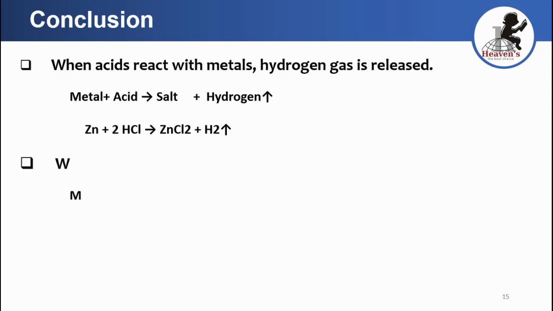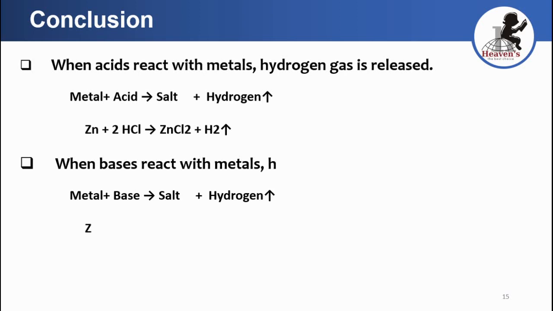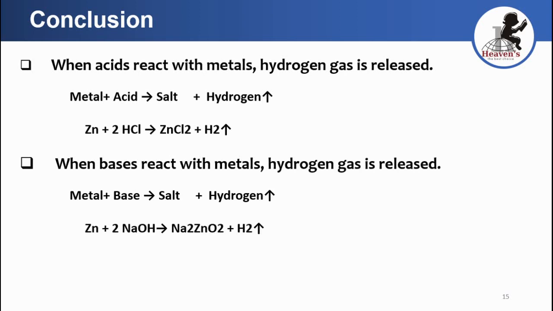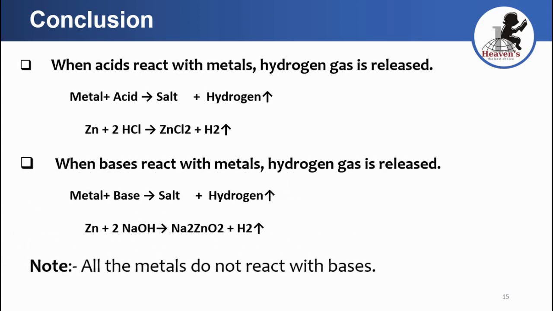And next one, when bases react with metals, hydrogen gas is released. Metal plus base gives rise to salt plus hydrogen. Zn plus 2NaOH gives rise to Na2ZnO2 plus H2. So from this activity, we confirmed that when metals react with acids or bases, hydrogen gas is released. Note: all the metals do not react with bases.